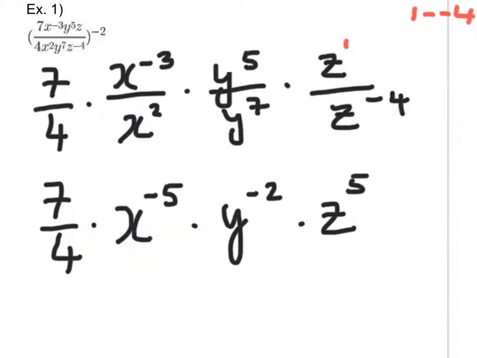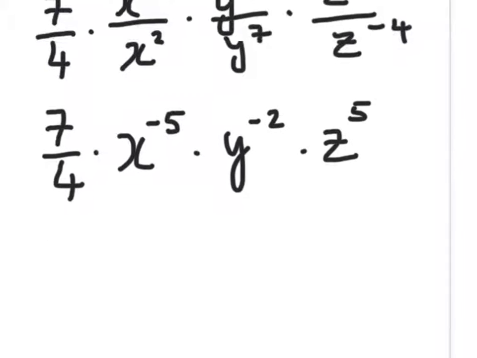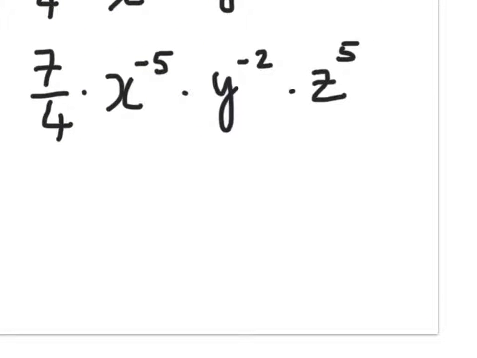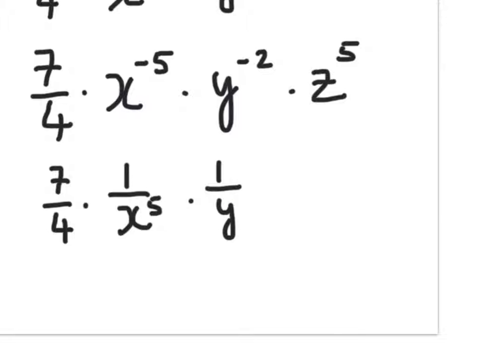All right. So now we've done a good deal of the simplifying to this point. We just need to, first of all, get rid of the negative exponents. So what we have then is 7 over 4. X to the -5 is 1 over x to the 5. Y to the -2 is 1 over y squared. And then we just have z to the power of 5. Okay? So these are all fractions except z to the power of 5, which I'm going to make into a fraction by putting it over 1.